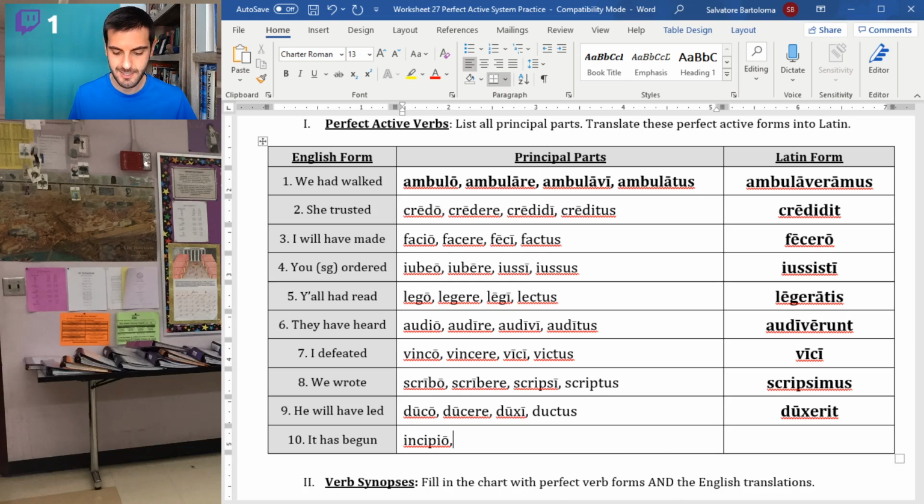And the last one, incipio, incipere, incepi, inceptus, which is kind of like capio, capere, cepi, captus. It's the root verb in there, but this is incipio, incipere. Inception would be the English word that we get from this. So it has begun, present perfect, right? Just perfect tense. Third person singular, so we get our stem incep, and then just it, right? Incepit, third person singular.